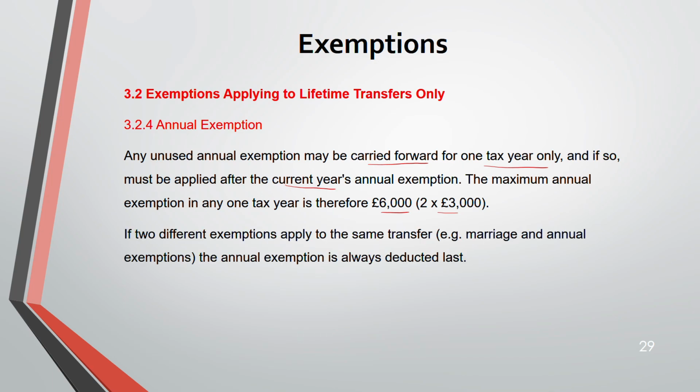Now, if two different exemptions apply to the same transfer, let's say you have a marriage exemption also and you have an annual exemption also, which one do you deduct first? Annual exemption is always deducted last. Why? Annual exemption you can carry forward one year, but marriage exemptions you cannot carry forward. One more thing. While I was explaining income tax, there we went through marriage allowance, and here in inheritance tax it is marriage exemption. Do not confuse the two. Marriage allowance and marriage exemption are two separate things which fall under two different types of tax.